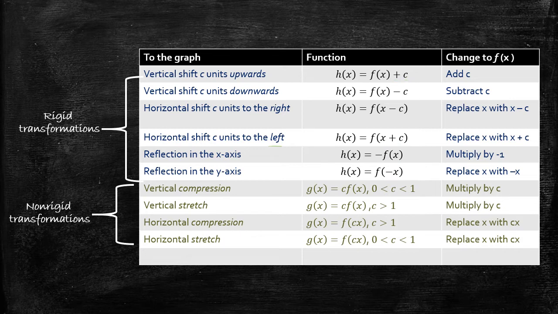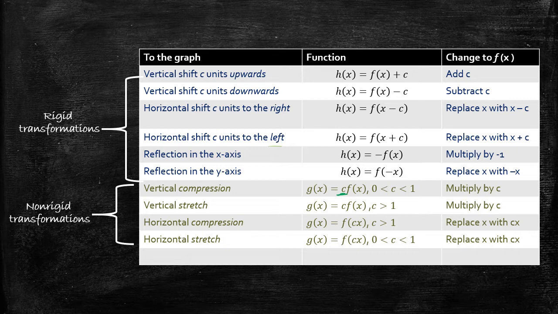Okay, the next grouping, these are what are called non-rigid transformations. So the shape of the graph will change. Again, a vertical change is just what you think. So if we have the letter c out front, or that would be a number, right? If you had some number c out front, if this c was a number between 0 and 1, so say 1/2 or 1/3, that's going to compress your graph.